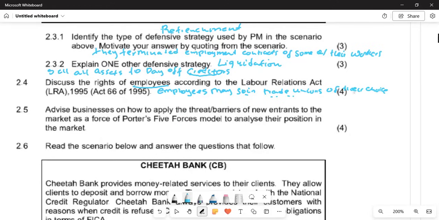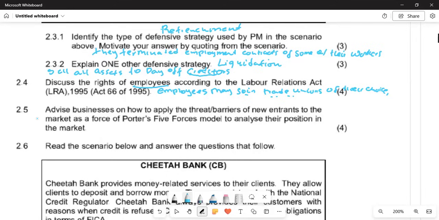So the company cannot force them to join a trade union that is liked by the company. They can't force them to go for a certain trade union. The act allows them to go to any of the trade unions that they want.